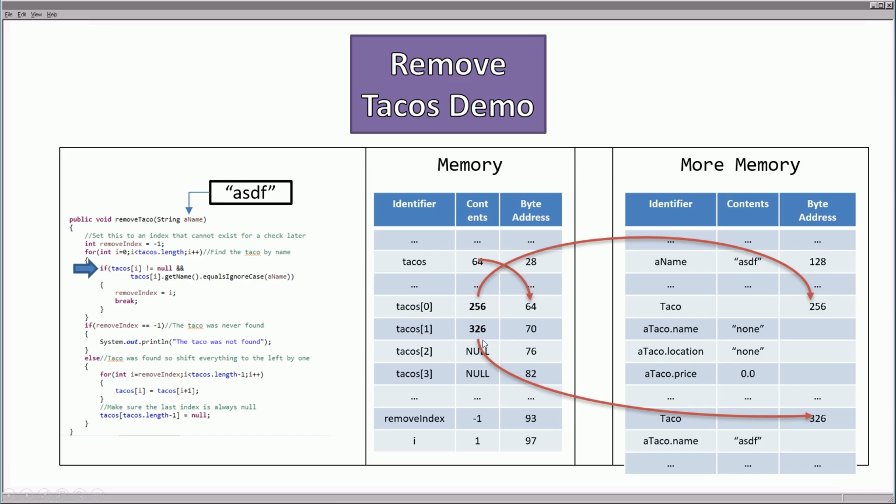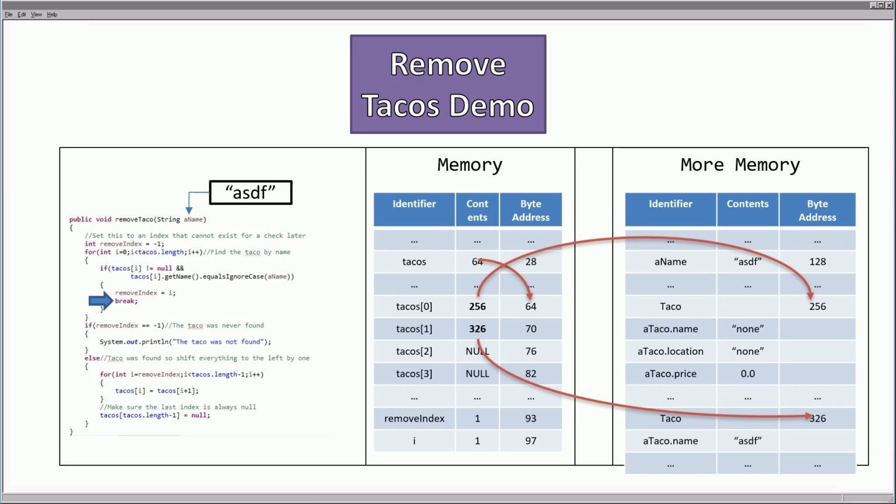Now, tacos at index i .getName. So I'm going to follow the reference down here, and I'm going to get this name ASDF. This does match this ASDF. So that's true and that's true, which means we have to then assign the removeIndex to the value of 1. That is the index that we're going to remove.